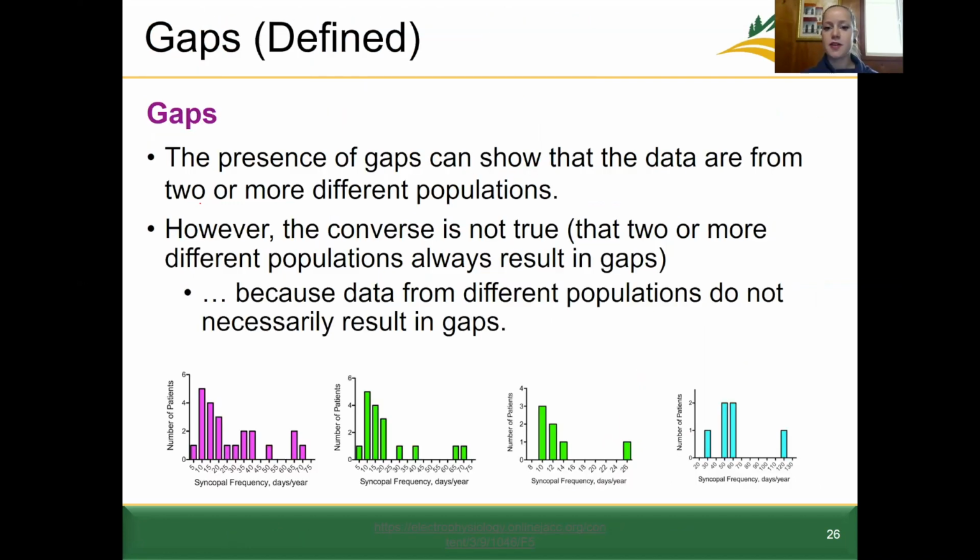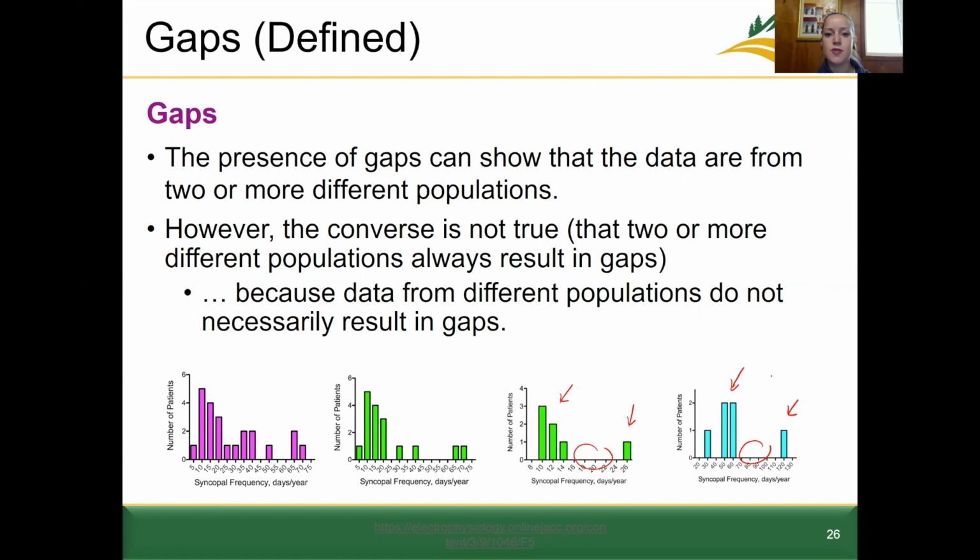Next, we're going to talk about gaps and comparisons. So gaps can show that the data are from 2 or more different populations. So for example, in all of these graphs, we have a gap here. This could mean that this is one population and this is a different population. Again, this is one population and this could be a different population. However, we cannot make the conclusion that the converse is always true. The converse being that 2 or more different populations always result in gaps.